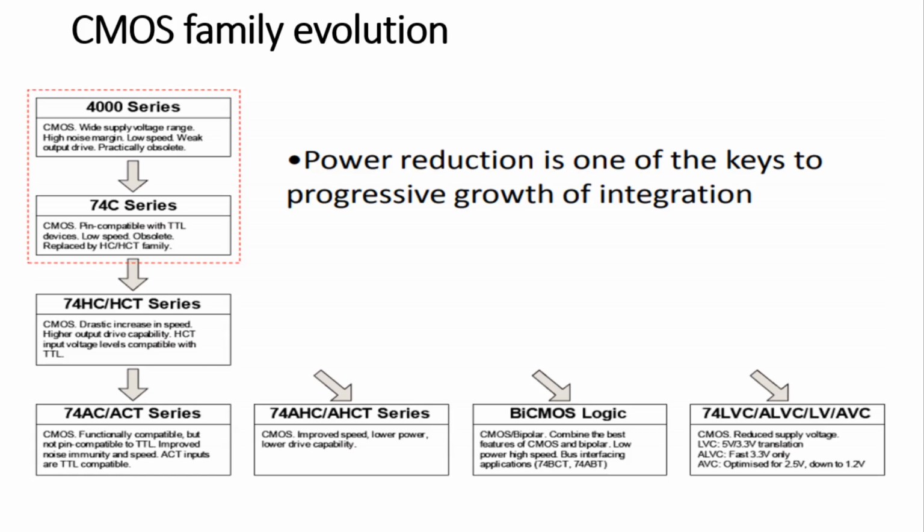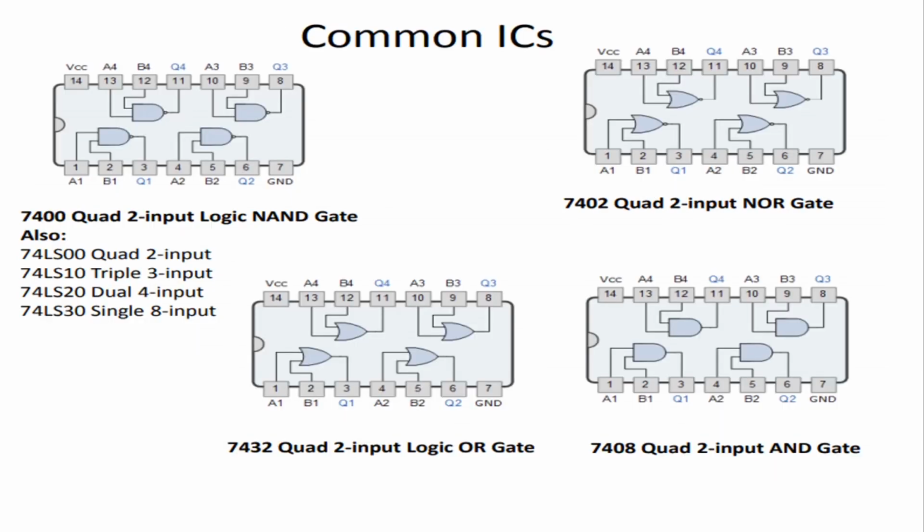Power reduction is one of the keys to progressive growth of integration, and it is one of the advantages of the CMOS family. A few common ICs that are used for fabrication of basic gates: that is 7400, quad 2 input logic NAND gate.